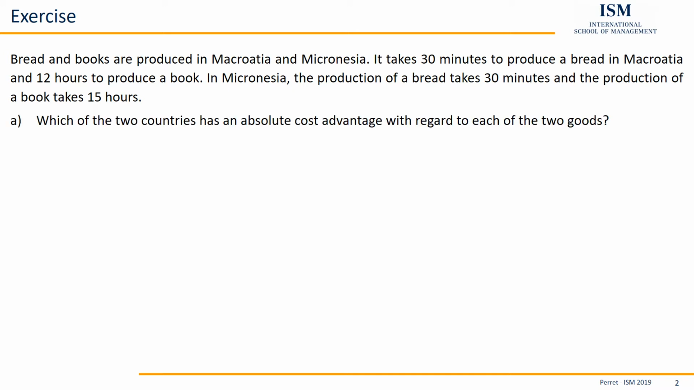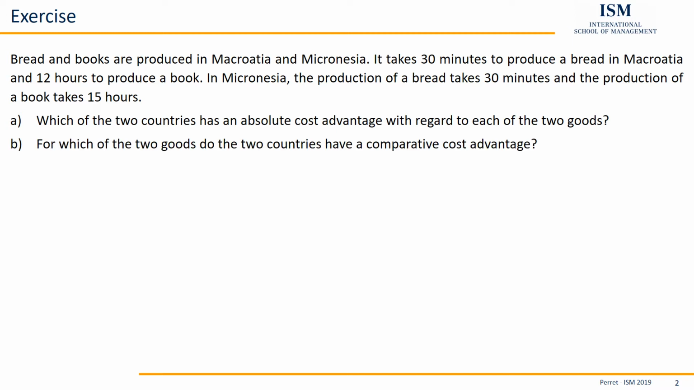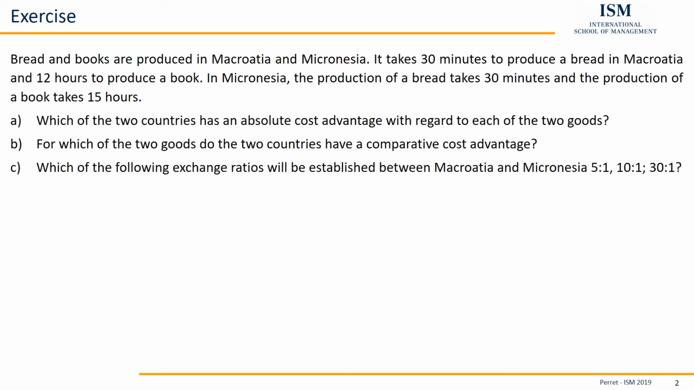Then our tasks. First, which of the two countries has an absolute cost advantage with regard to each of the two goods? For which of the two goods do the two countries have a comparative cost advantage? And finally, which of the following exchange rates will be established between Micronesia and Micronesia? 5-to-1, 10-to-1, or 30-to-1? Well, let's work our way through these three tasks.